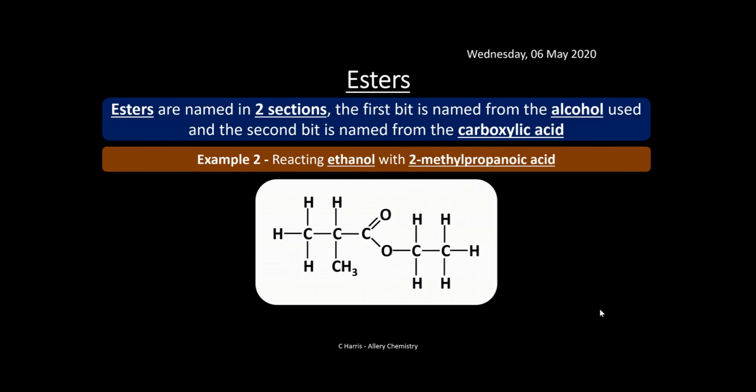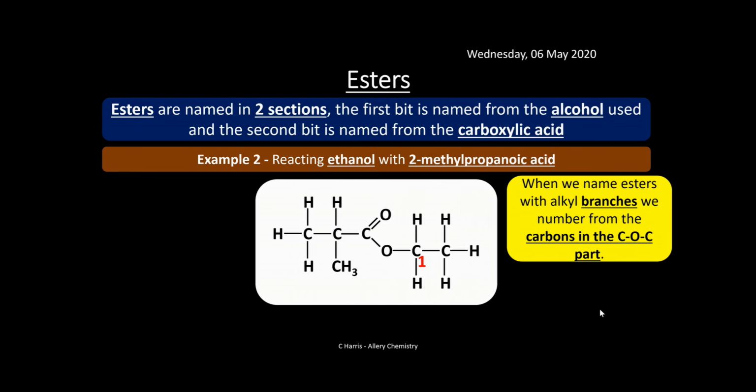So here's another example. This is reacting ethanol with 2-methyl propanoic acid. So it's a bit more of a complicated example. When we name esters with an alkyl branch, we number the carbons in the COO part as well. So we've got 1, 2 on this side, and we've got 1, 2, 3 on this side. So we name them separately.